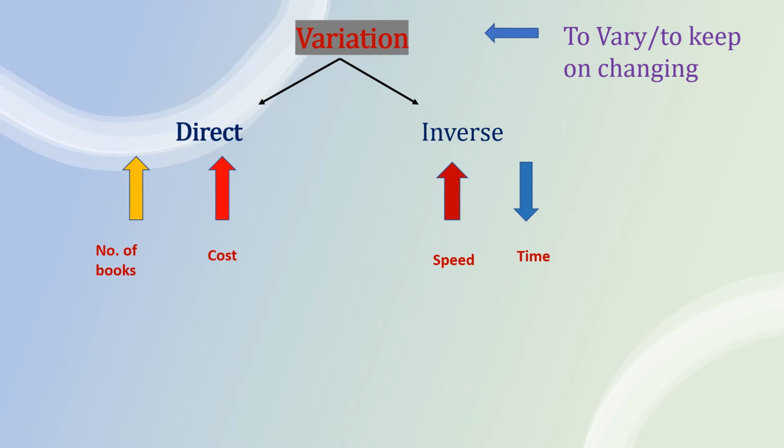Now students, what do you mean by direct variation? In direct variation, when we compare two quantities, here my comparison is books and the cost. So when I increase the number of books, I've shown it with an upward arrow, meaning increase in value. When I increase the number of books, the cost will also increase.